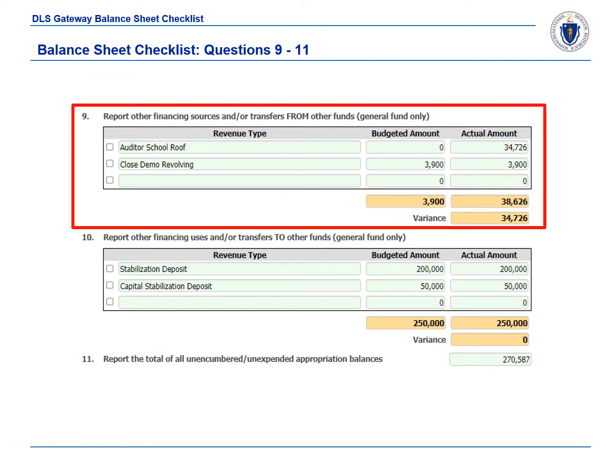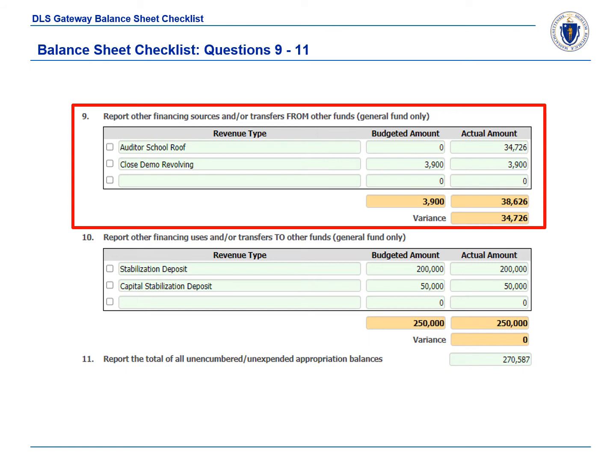Question 9 is asking you to report your community's other financing sources from other funds to the general fund only. Other financing sources are revenues that are coming into the general fund from other funds. If the other financing source was voted at town meeting, that means the funds were budgeted for the intended purpose. Please report the revenue type, budgeted amount, and actual amount for each. A positive variance impacts your community's potential free cash favorably.